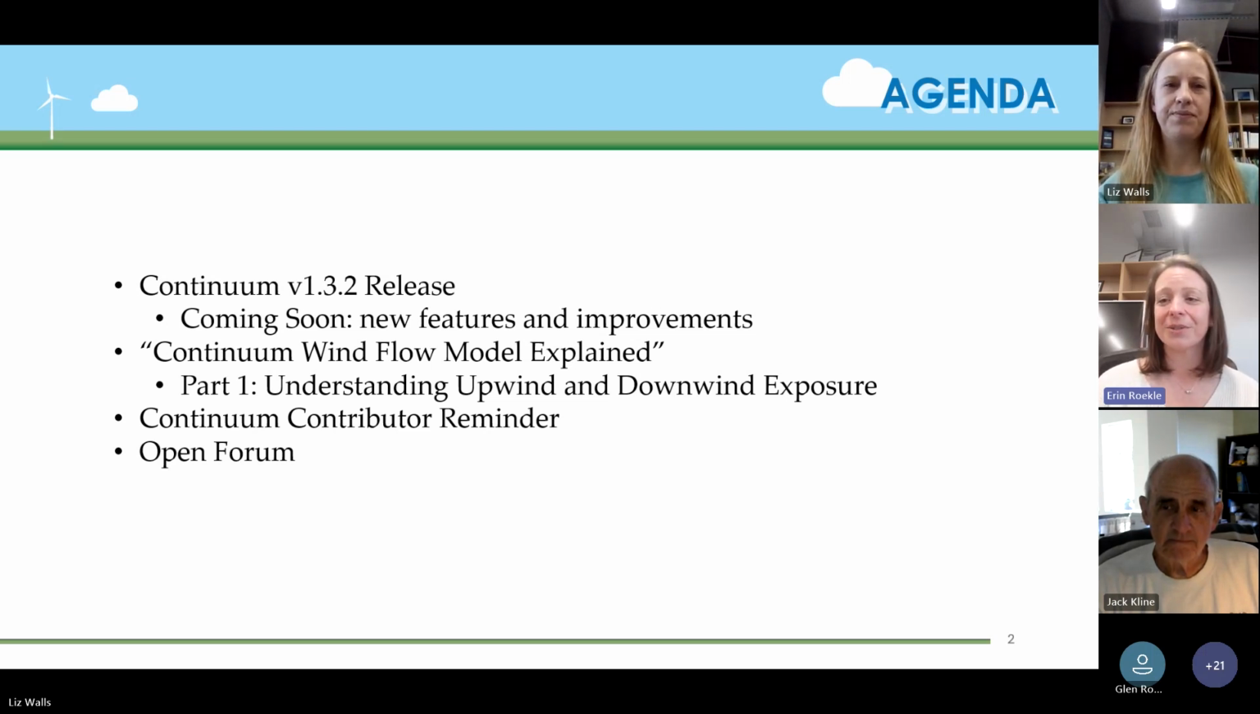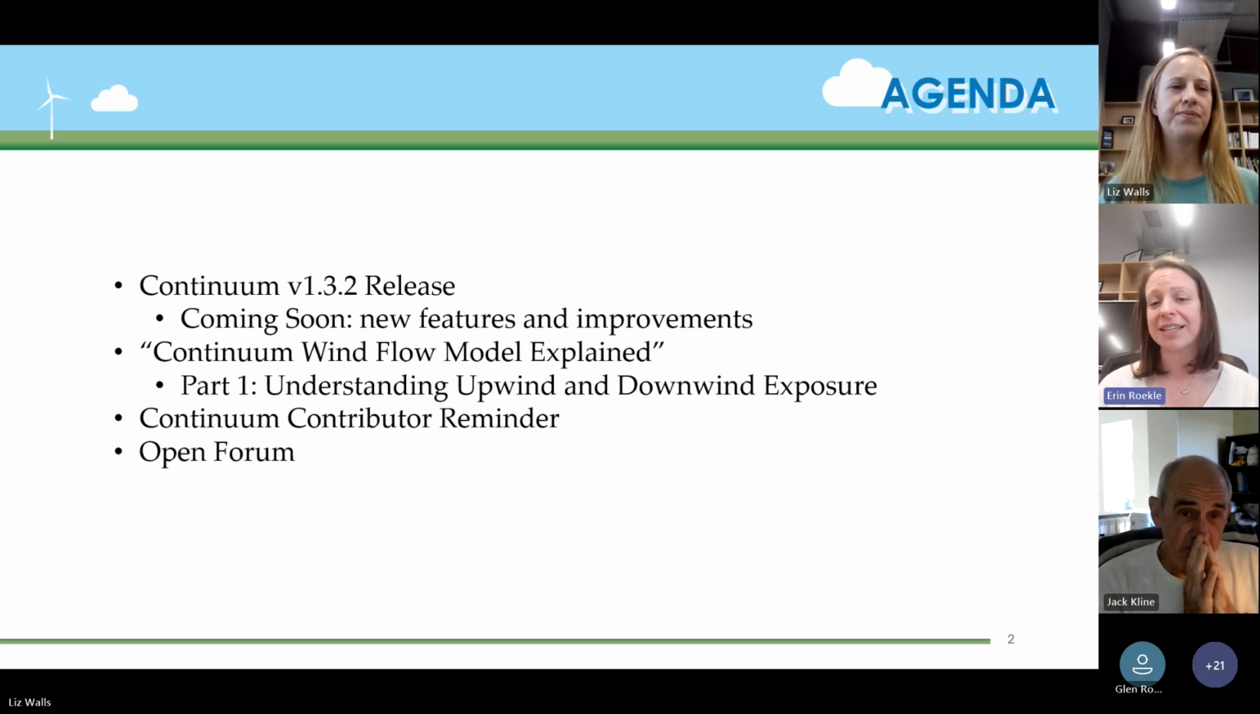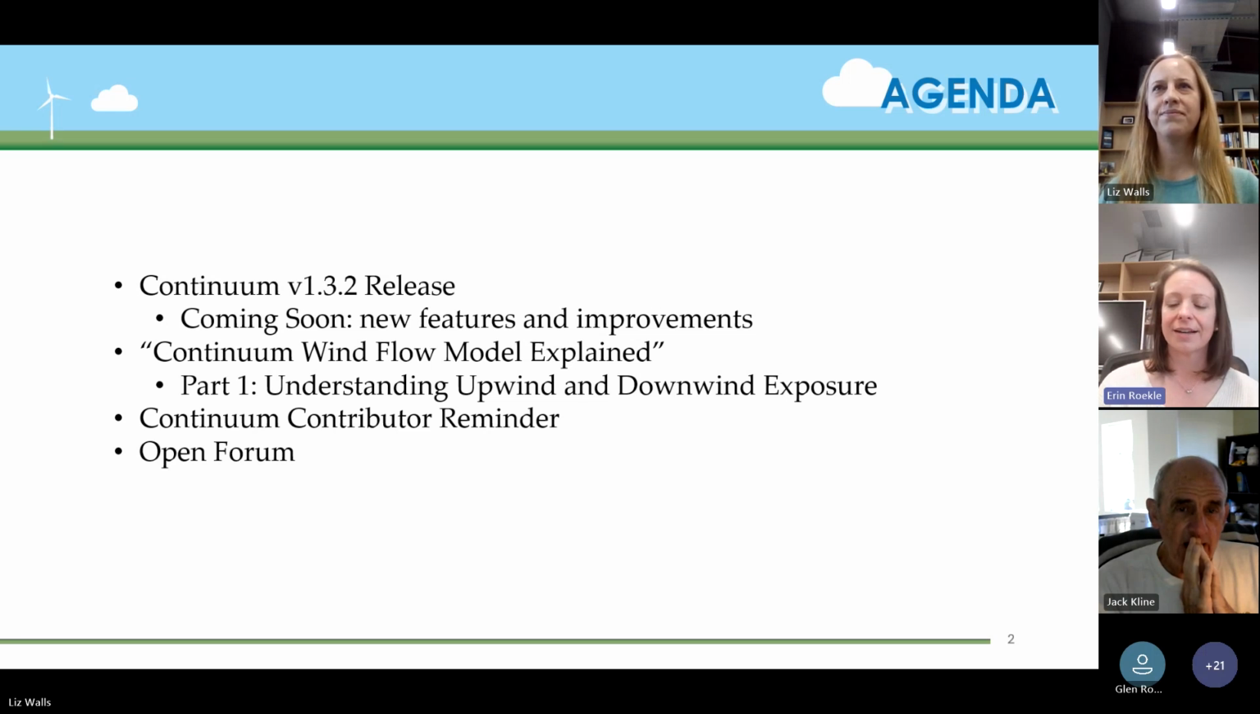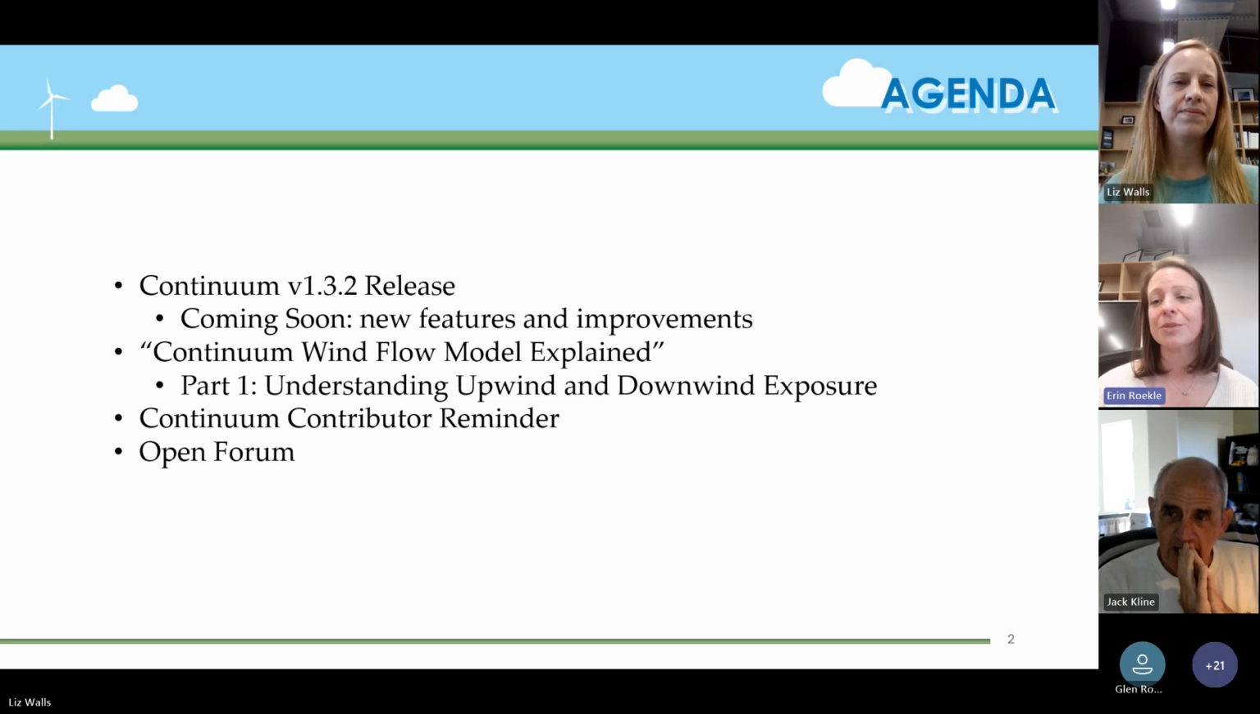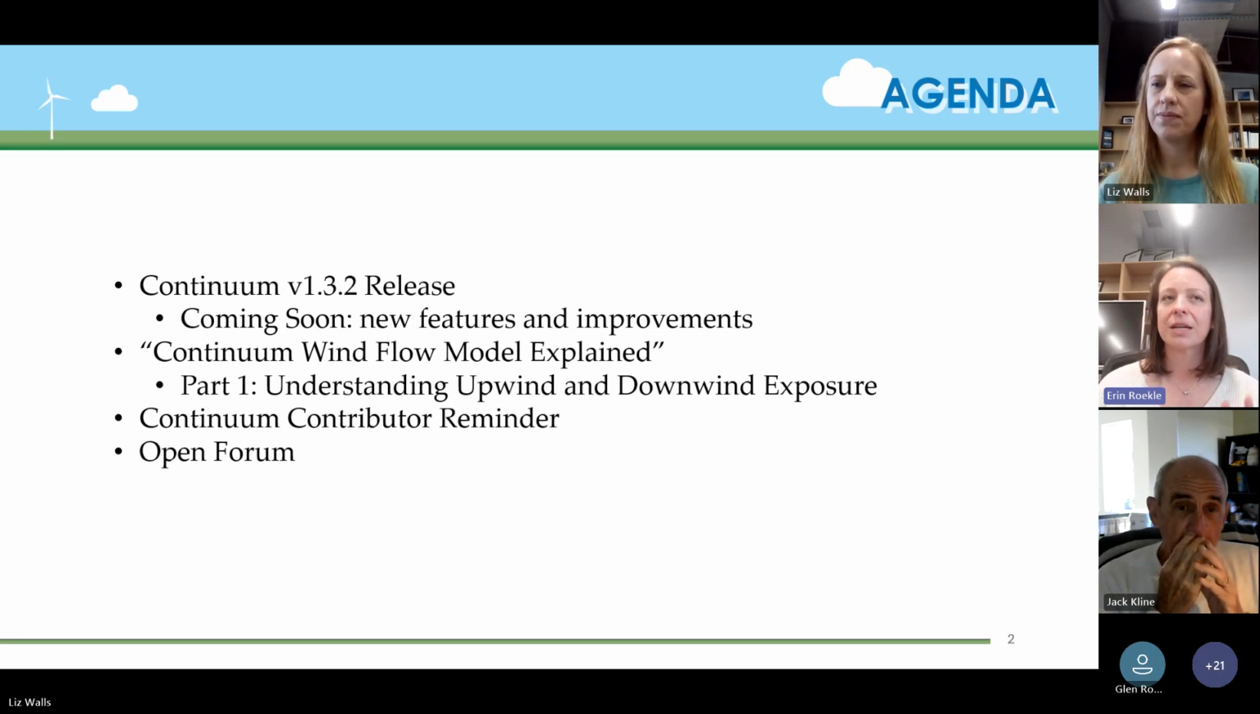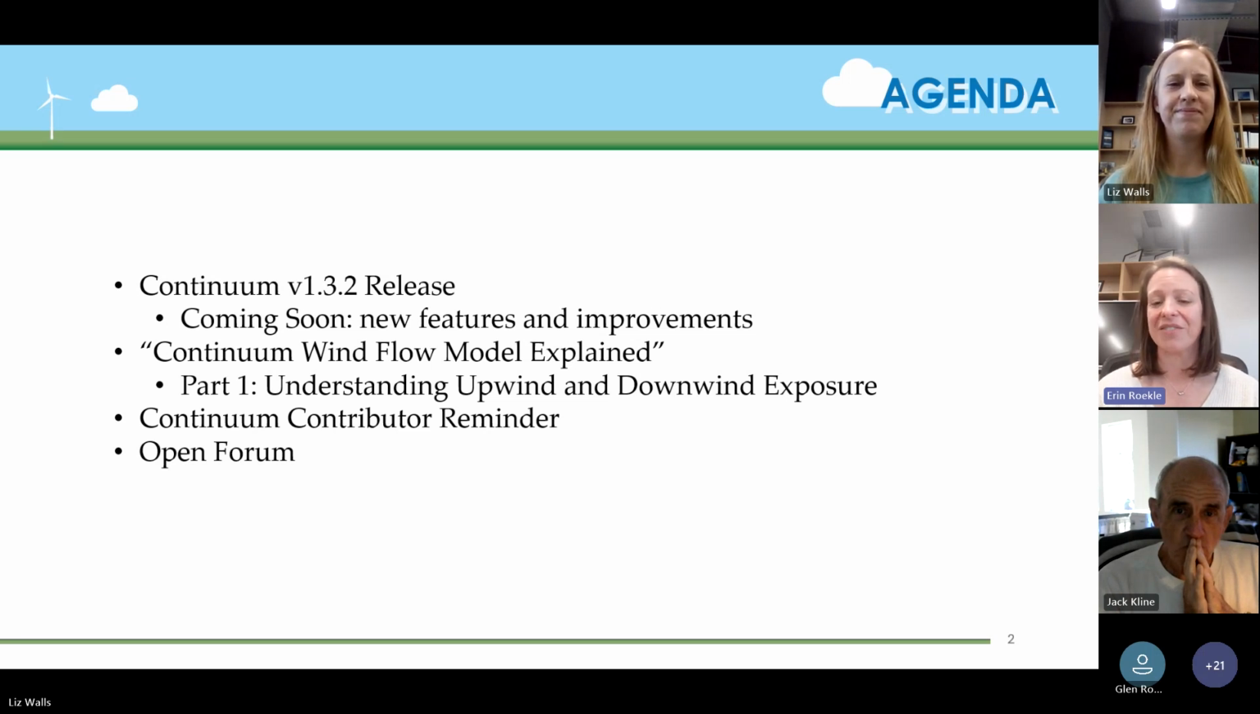But we do want to let you in on some of the new features that are going to be coming out with the new release of 1.3.2. It'll be coming out shortly. It hasn't been released yet, but I'll give you a little heads up preview of what's to come. And then the bulk of today's town hall is the first part of our lecture series, the Continuum Wind Flow Model Explained. We're going to get into the building block of the Continuum model, which is terrain exposure: what is it, how do you calculate it, and getting into the nitty gritty of that.